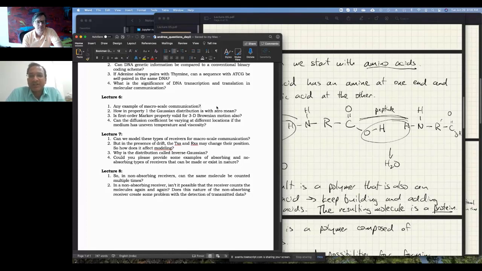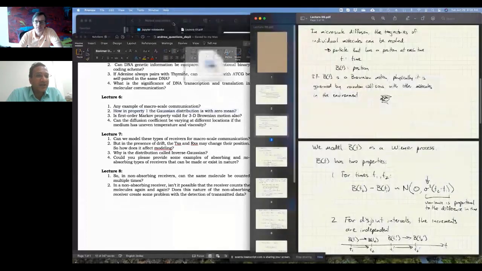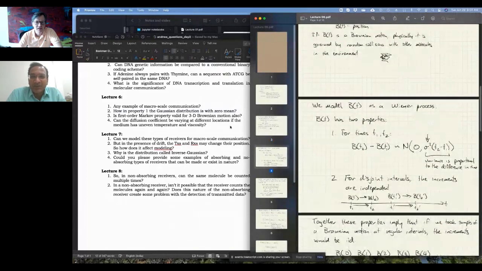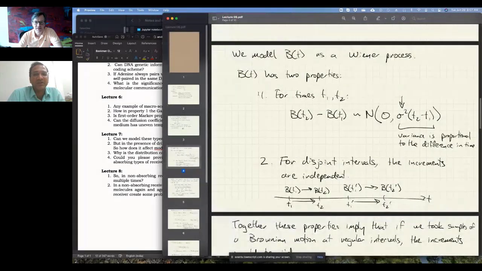Next question is a more direct question related to lecture 6, and it might be related to how in property 1 the Gaussian distribution is with zero mean. I hope you are getting the particular context where property 1 is described. I think the question asker is referring to this part of the notes.